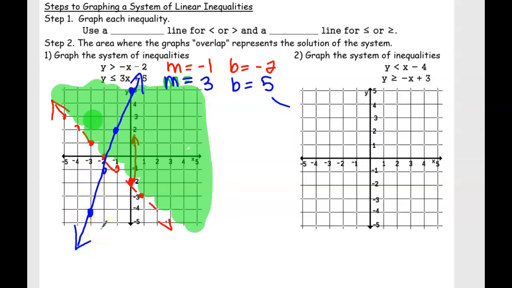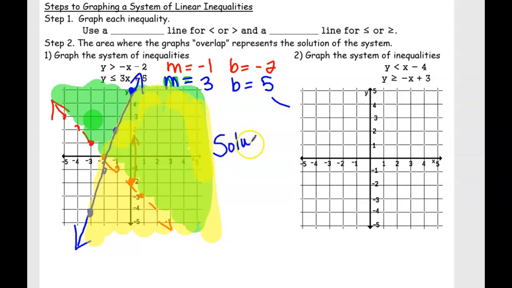All right, now because I want my shading, it's actually going to be less than, so my shading is going to be, think about the y-intercept, it's less than the y-intercept, so it's going to be down here. And if you notice, I have a double shaded area. This is where the solution is. So this area right here, and I'm going to write the word solution in.